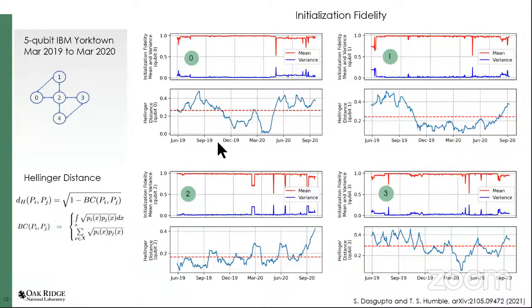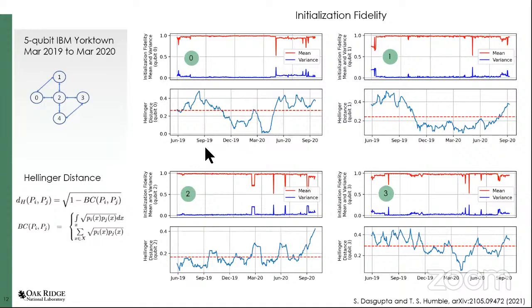But I'd like to call your attention to the lower panel in each of these plots, which actually represents the Hellinger distance, which is the distance between the original distribution located in March 2019 and the distribution that is observed at each point in time along the x-axis. And you can see that the distributions start to shift, and they don't shift necessarily in one direction, and they don't shift uniformly across the individual register elements. Rather, we start to see what I would consider unstable behavior in the performance of the device.